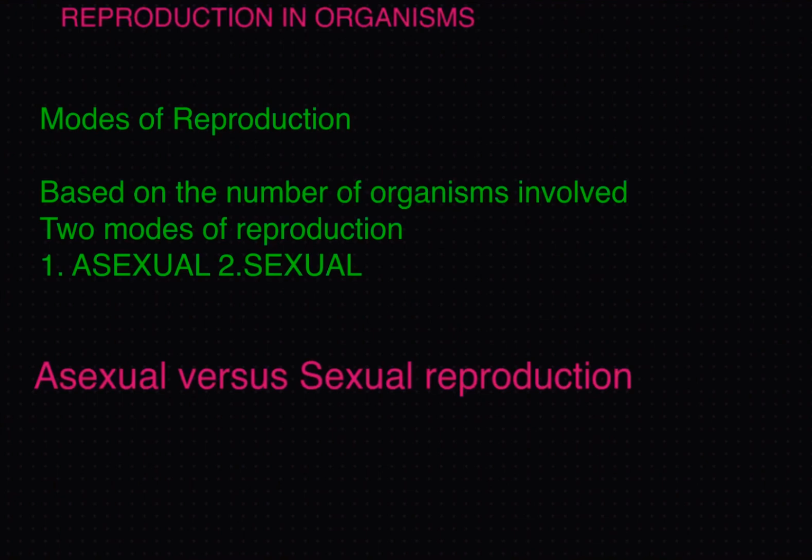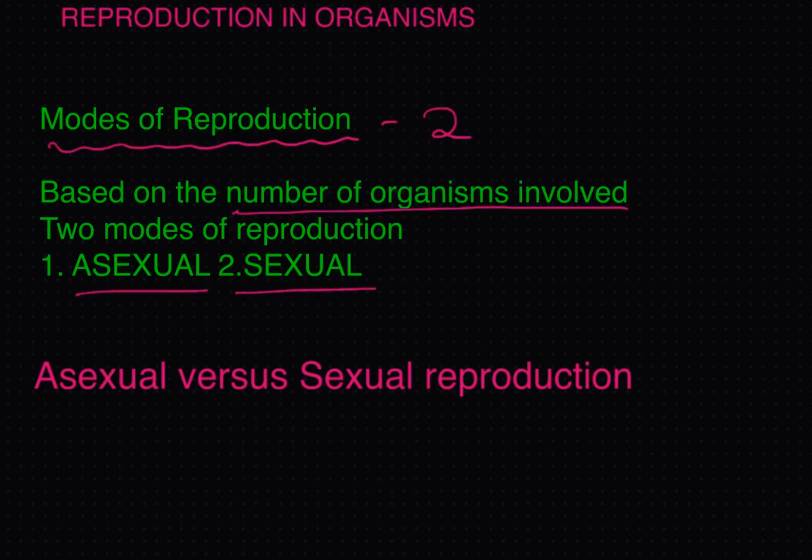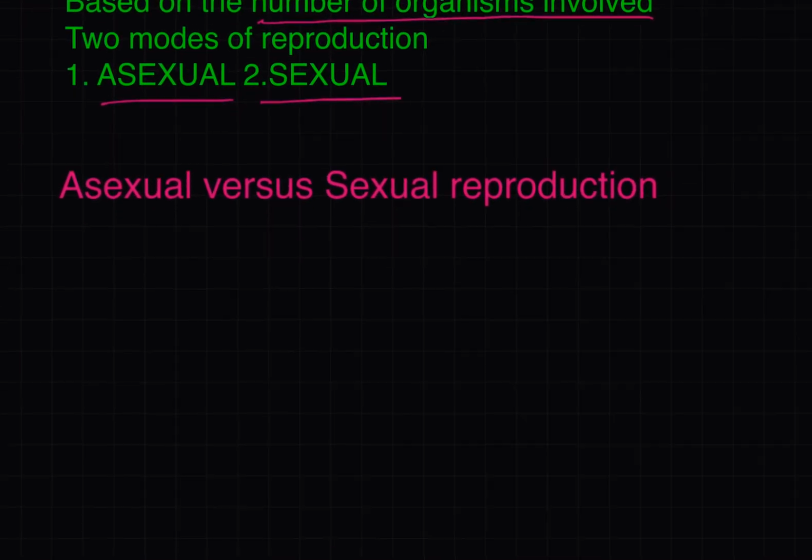Hi friends, in this video I would like to highlight the modes of reproduction and how they are different from each other. Based on the number of organisms involved, there are two modes of reproduction. One is asexual and the second one is sexual. Now let us see how these two are different from each other.